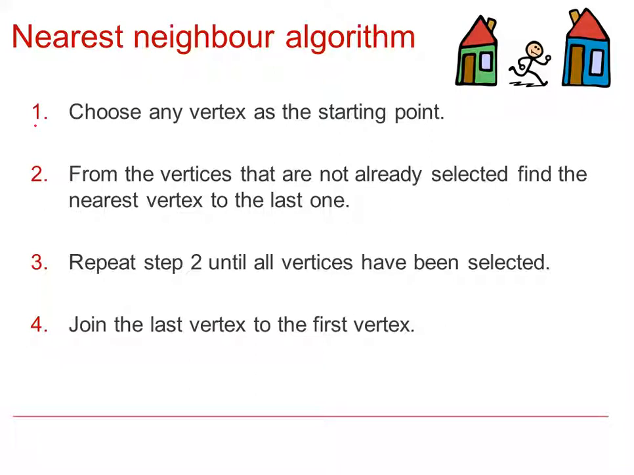So for the nearest neighbour algorithm, we need to choose any vertex as a starting point. We then select the nearest vertex to the one we have just chosen, as long as it's not already selected. We then repeat step 2 until all vertices have been selected. Once all vertices have been selected, we join the last vertex to the first vertex to create a cycle.